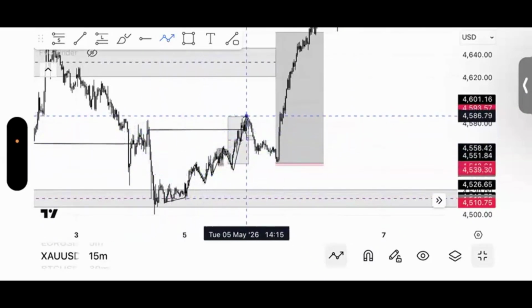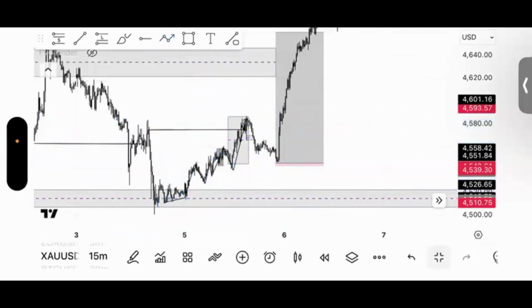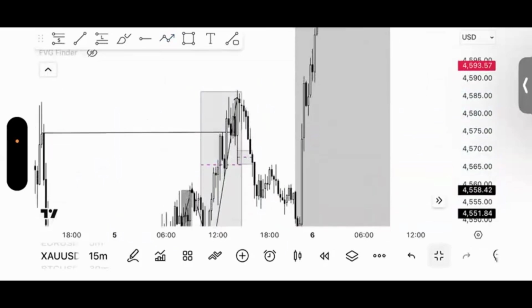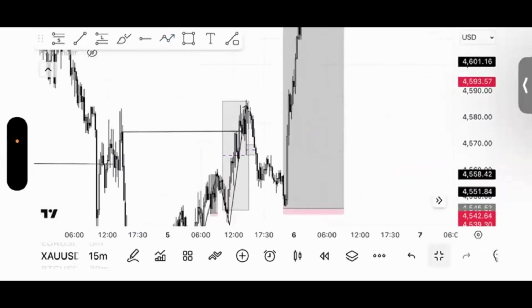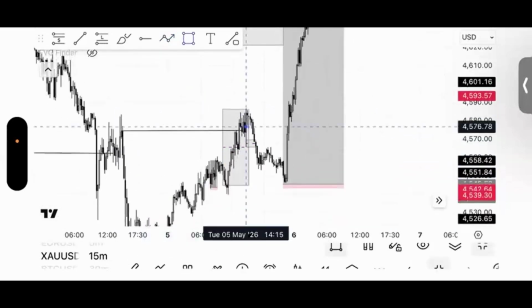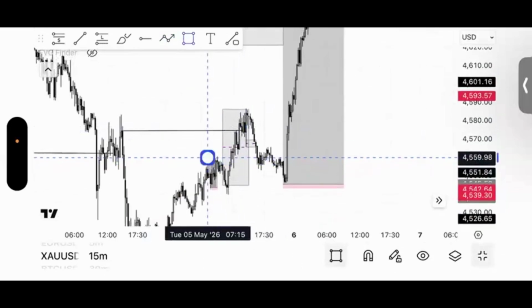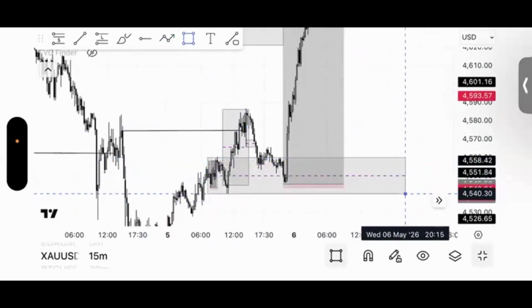So once it broke it with a candlestick body and not a wick, if it's only a wick, I wouldn't have taken it, I would have waited. So once it broke it with a candlestick body clearly, I zoomed in, you see, it was with a candlestick body. So what did I do? I started marking out my point. This is the high of the market. This is the low of the market.